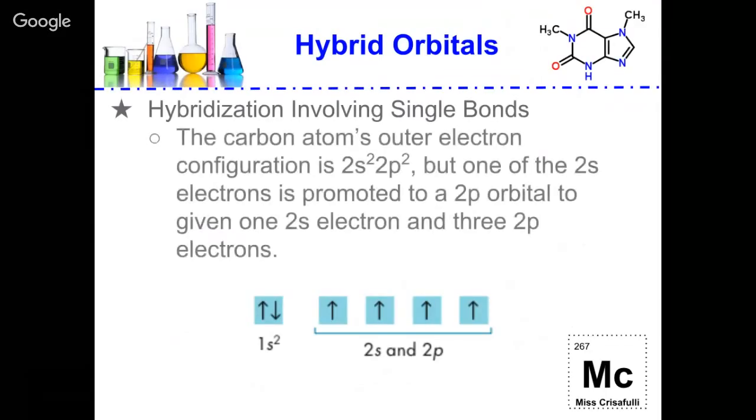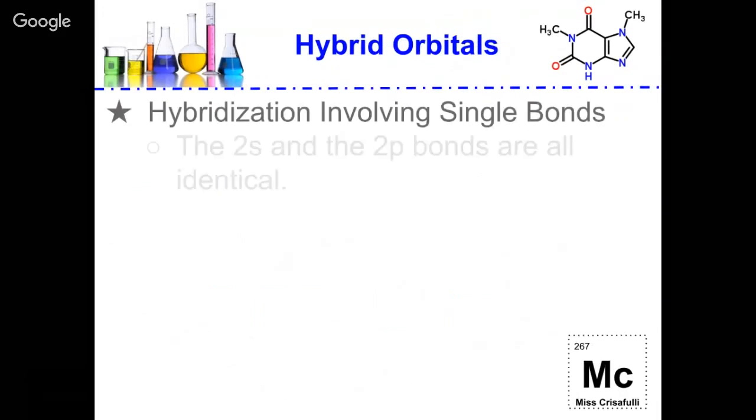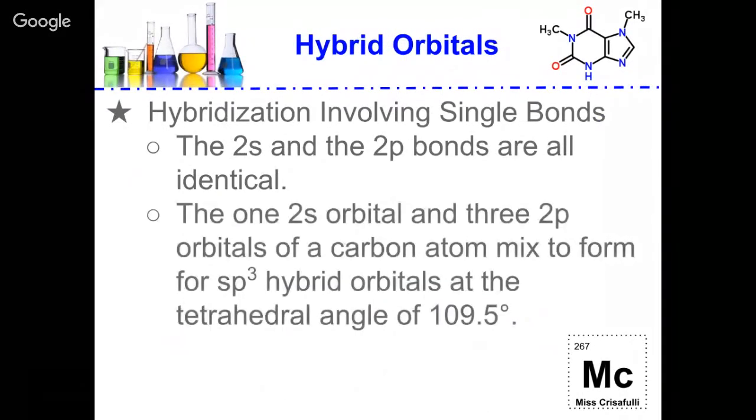So let's look at sigma bonds. Carbon's outer electron configuration is 2s2, 2p2. But we already talked about it, that the 2s and the 2p are going to combine to make four orbitals of the same energy. So the 2s and the 2p orbitals are going to be identical. We're going to make an sp3 hybrid orbital, and that orbital is going to allow for the electrons to be at the tetrahedral angle of 109.5.